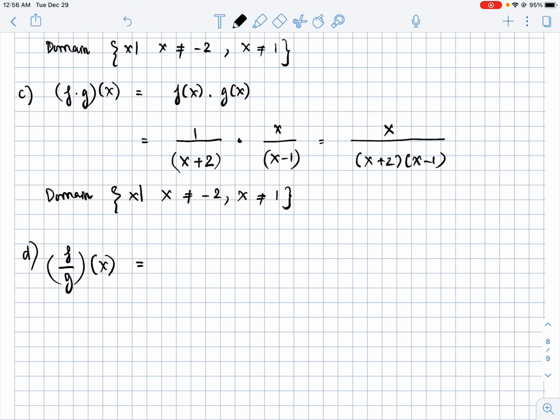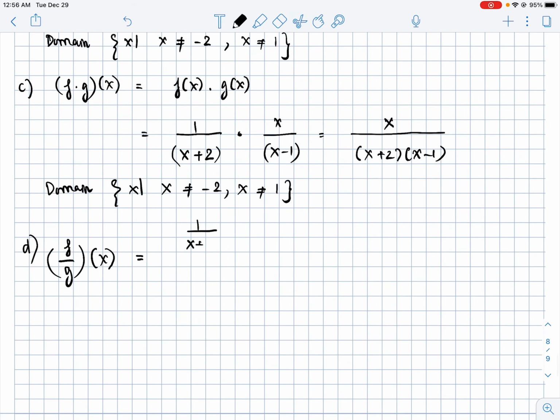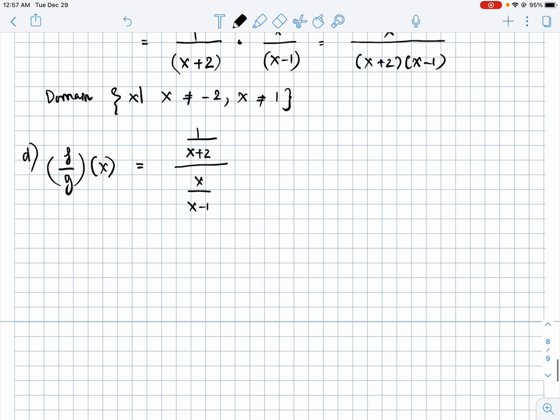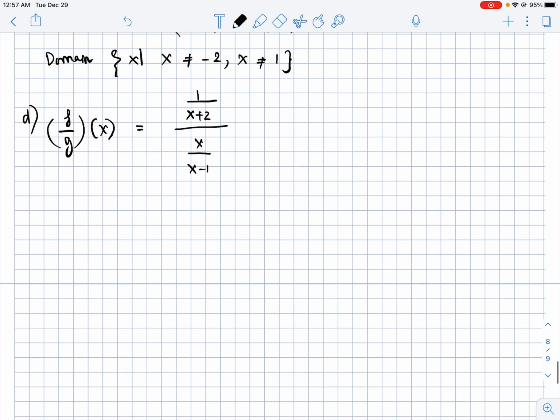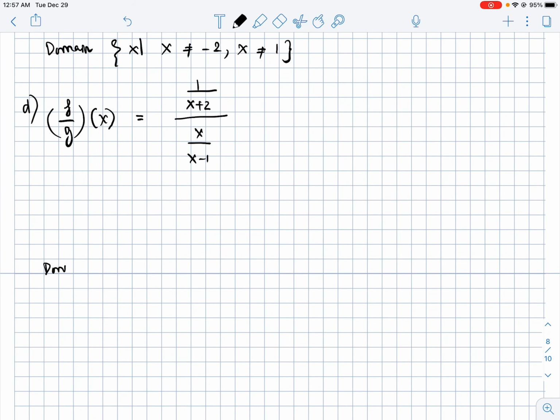In part D, f divided by g of x. So function f is 1 over x plus 2, and function g is x over x minus 1. Let's look at the domain. We're going to simplify that for later, but now let's look at the domain. The domain will be x not equal to negative 2 and x not equal to 1. And also we have to combine g of x not equal to 0.